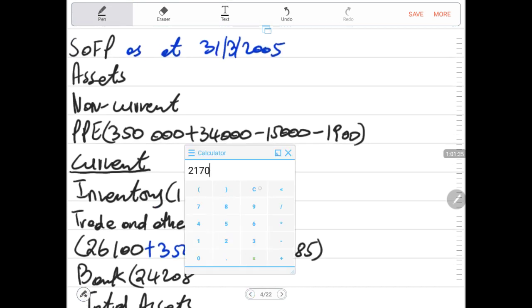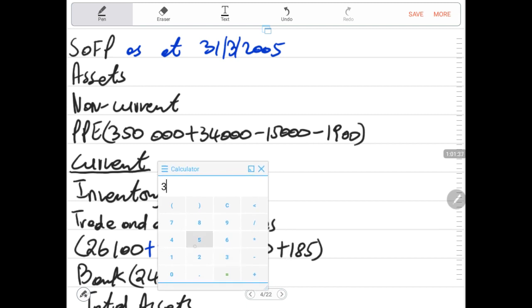Let me do my calculations. 350,000 rands under PPE plus 34,000 rands minus 15,000 minus 1,900. Then this will give us 367,100.